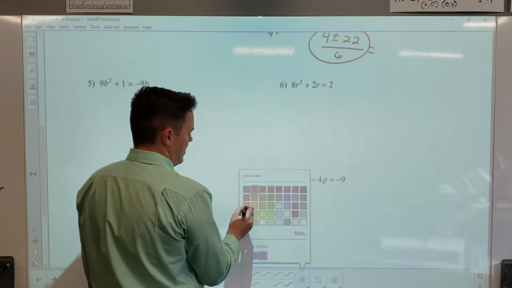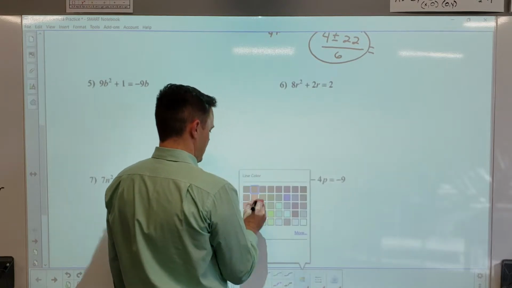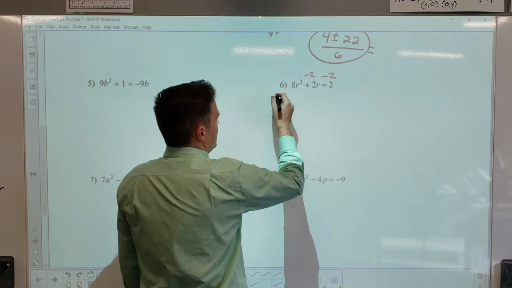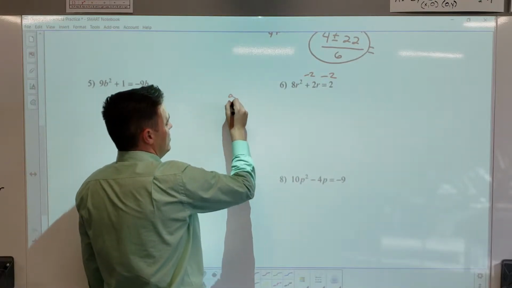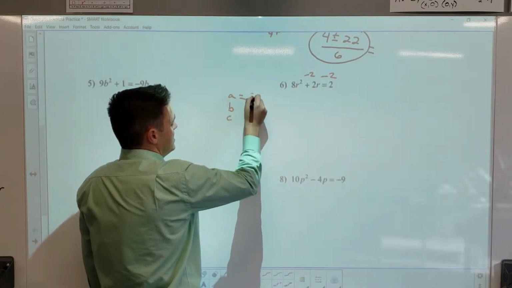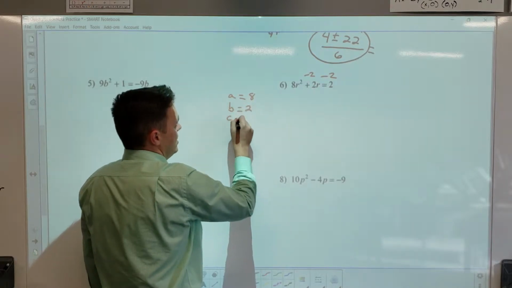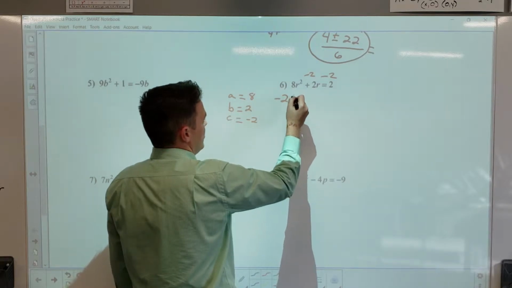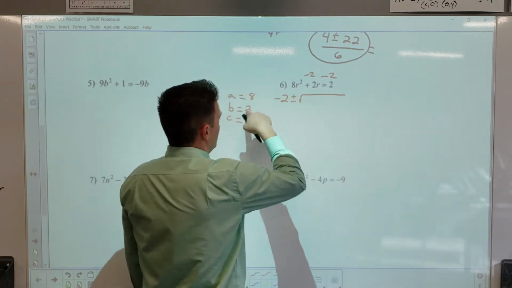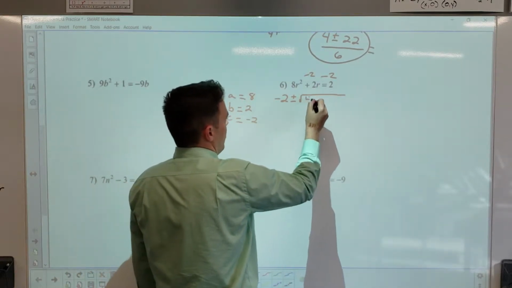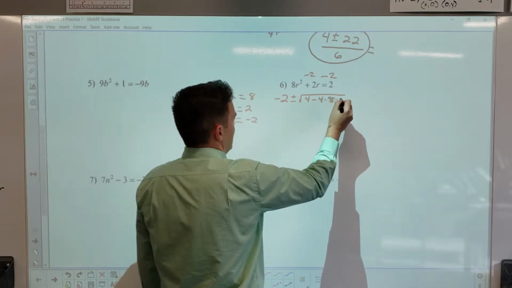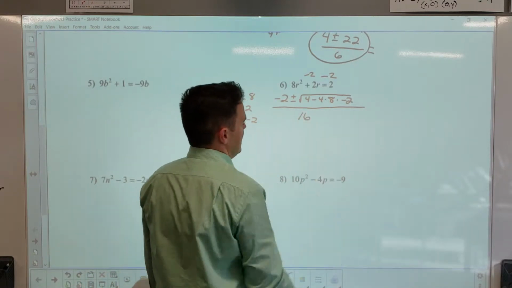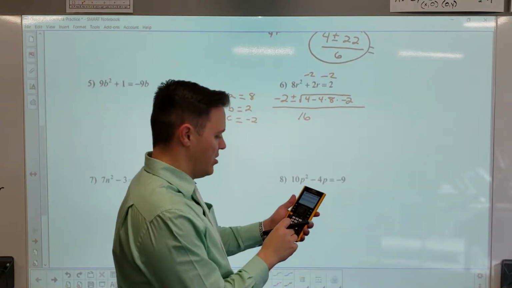Okay, same setup. Let me go with orange on this one. All right, so subtract 2 from both sides again. So my A, B, C values are 8, 2, and negative 2. Okay, so B is 2, so negative B is negative 2. Square root of B squared, which is going to be 4, minus 4 times 8 times negative 2, all over the number 16. Okay, now you're just using the calculator again.